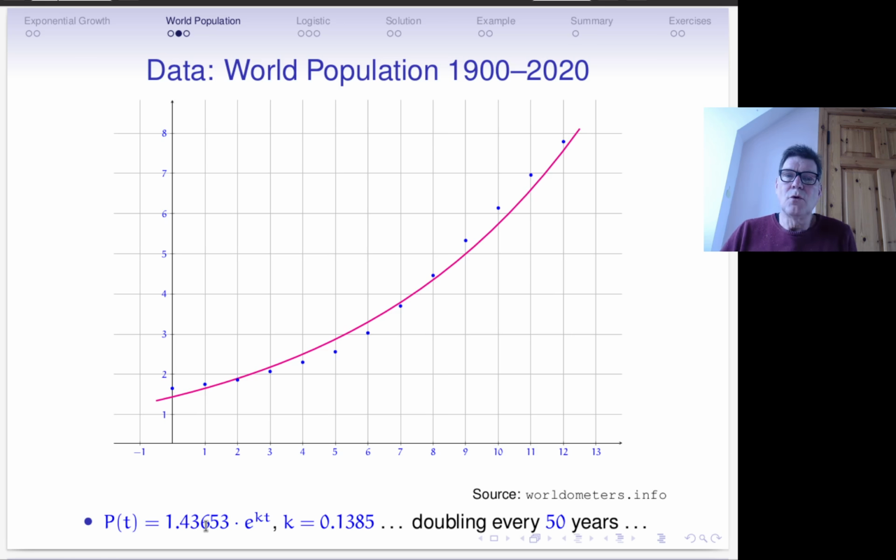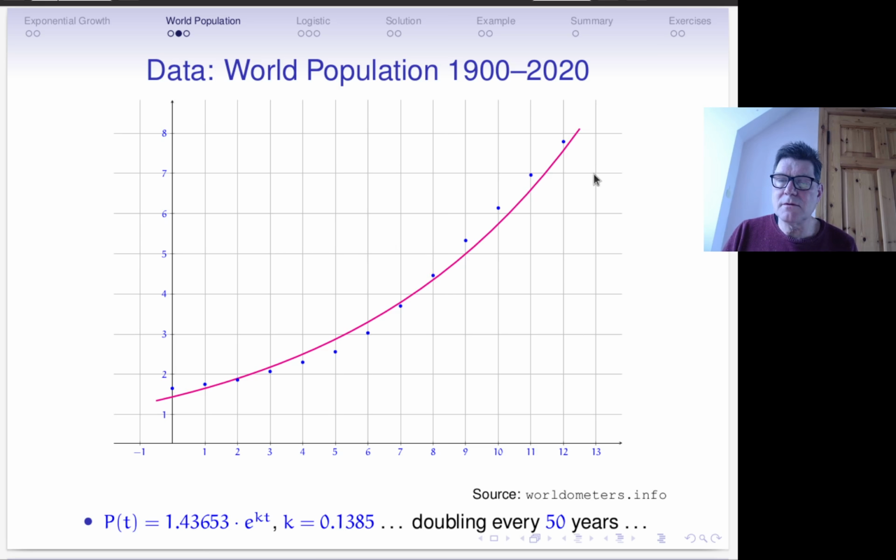So looking back over the last 100 or 120 years, it can be confirmed that the exponential growth model is somewhat reasonable. Here are some data points: world population measured every 10 years between 1900 and 2020. And here in red there's an exponential curve fitted through these points, approximating these points. The curve has the form a times e to the kt, where a is 1.43 billion and the constant k is 0.1385. That's the formula for the curve, which apparently fits these numbers approximately.